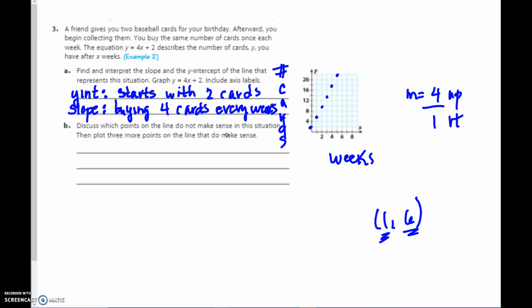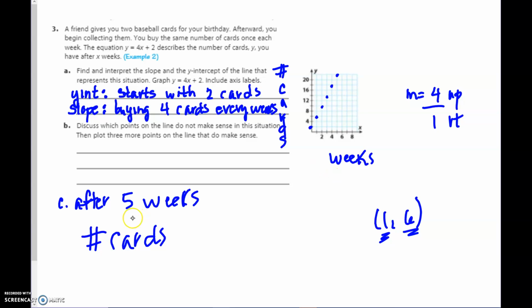So let's just say that they asked the question, C: after 5 weeks, how many cards does he have? So how can we read that off of the graph? We go over to the 5 weeks, 5 weeks is here. Go up to your chart. It does barely fit on there. And over, and what number would that be? Well, they're counting by 2s, so isn't that going to be 22 cards?